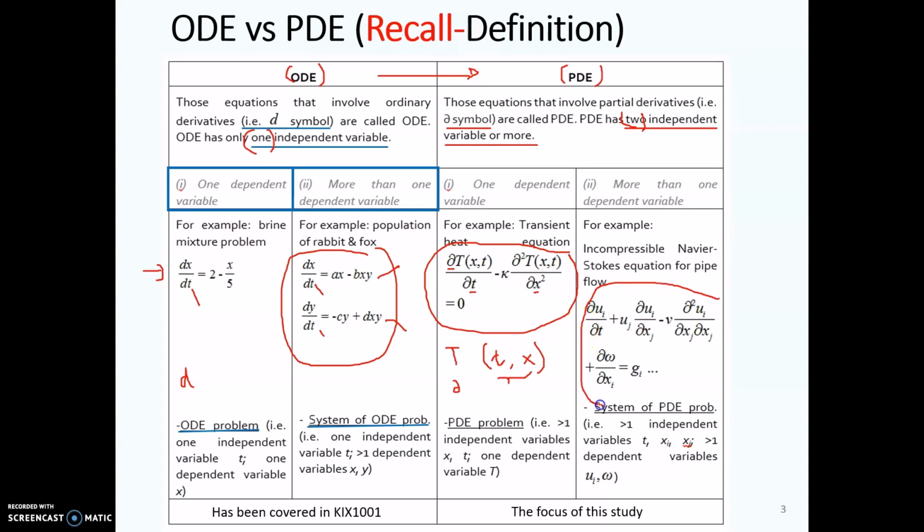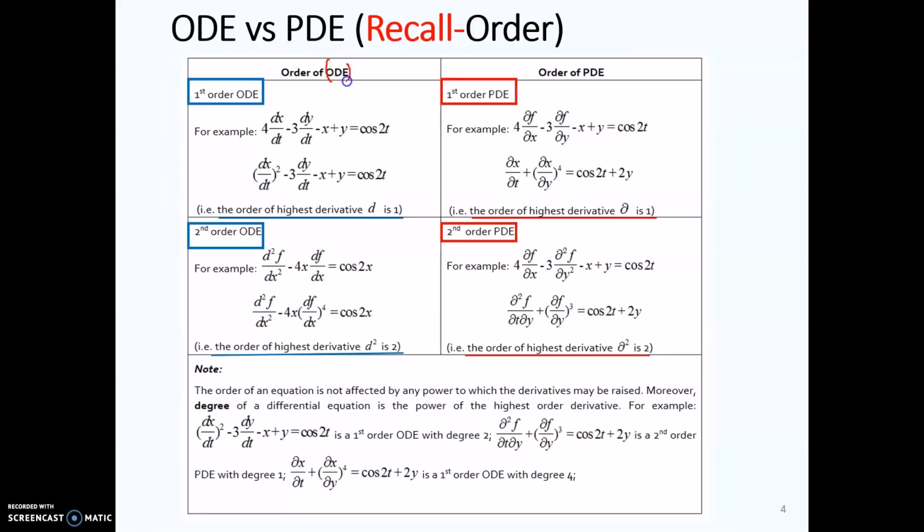In this case, you have more than one independent variable, and also you have more than one dependent variable here. Therefore, this is known as the system of PDE problem. We will focus on solving the simple PDE problem in this study. Similar to the ODE case, you can identify the order of the ODE by looking at the highest derivative. So for example here, this is the highest derivative, which is equal to 1. Therefore, the order for this equation is 1.